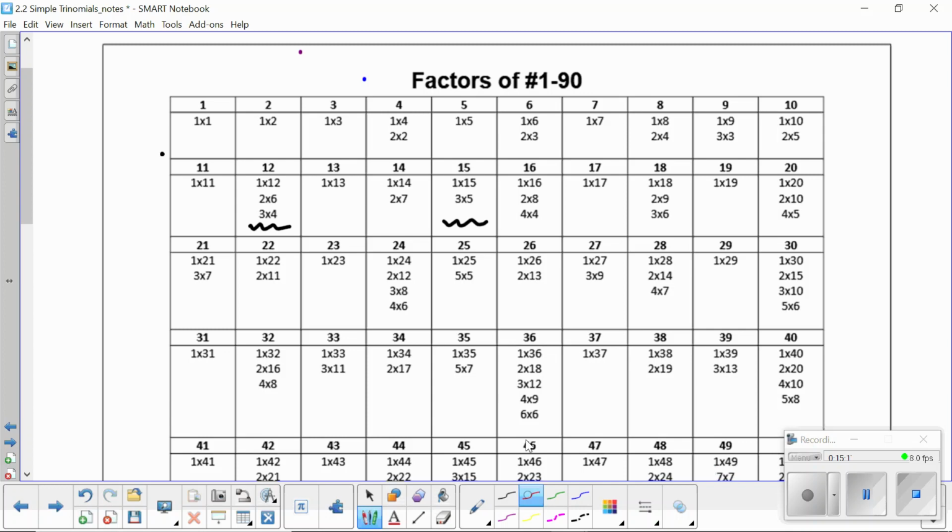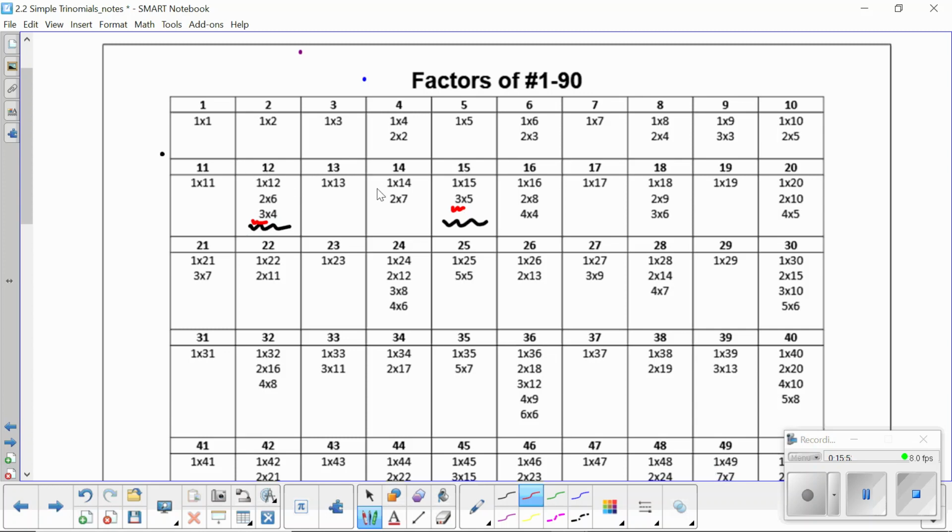The factors of 12 are 1, 12, 2, 6, 3, 4. It has six factors. And 15 has four factors: 1, 15, 3, 5. Compare these two, and you will see the greatest common number is 3. So the greatest common factor of 12 and 15 is 3. This is how you find the greatest common factor.